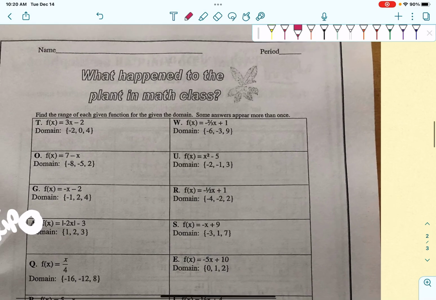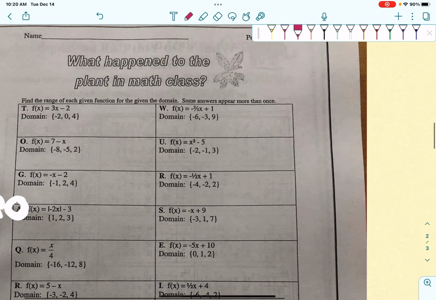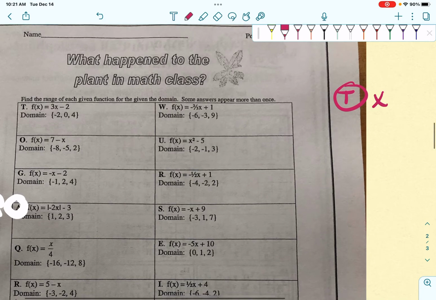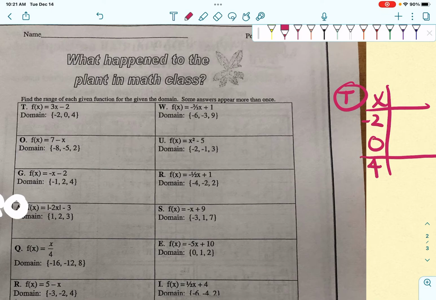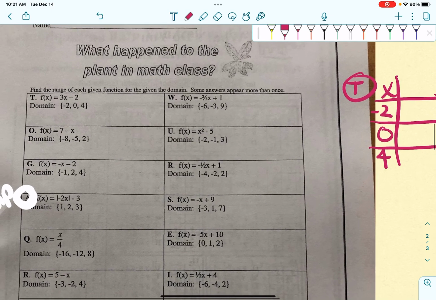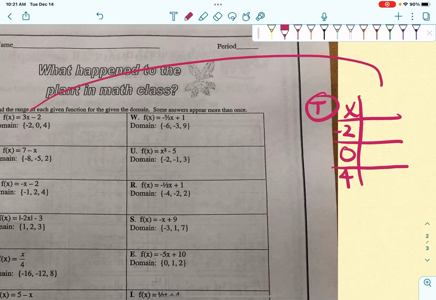So if they give you a problem like on T, they give you a domain, so -2, 0, and 4. So that's going to be your X column. And then your function is going to go right here. So f of x equals 3x minus 2.